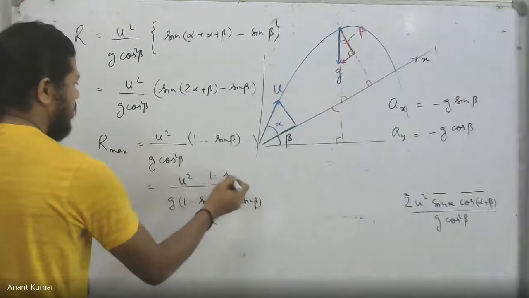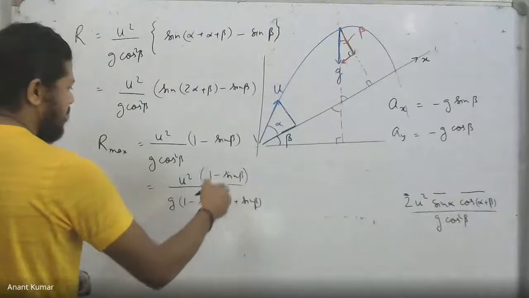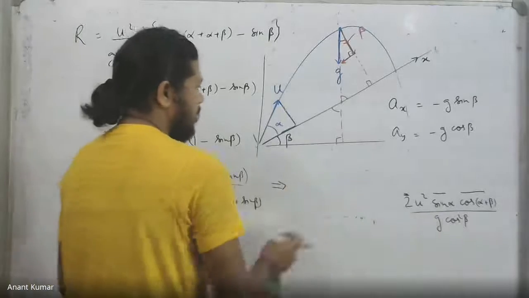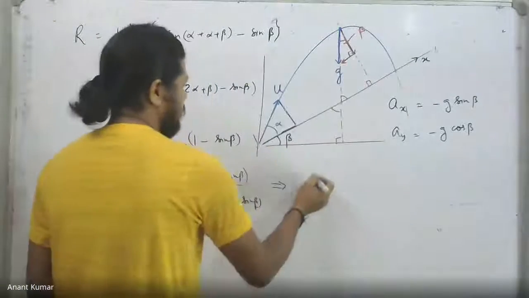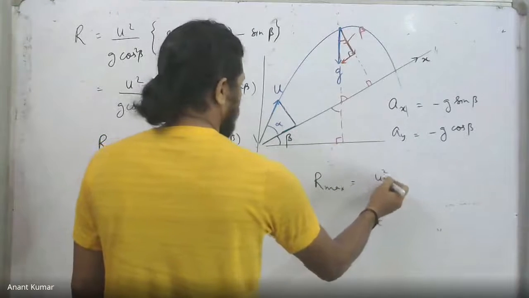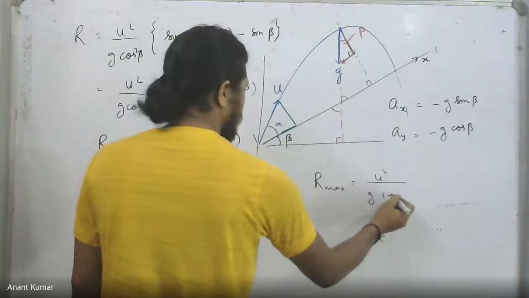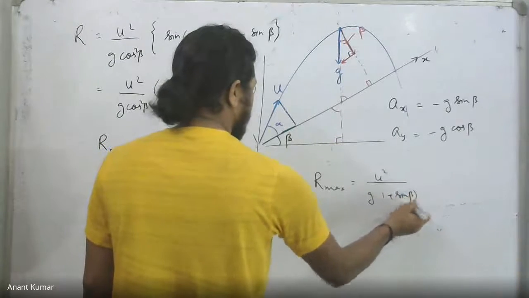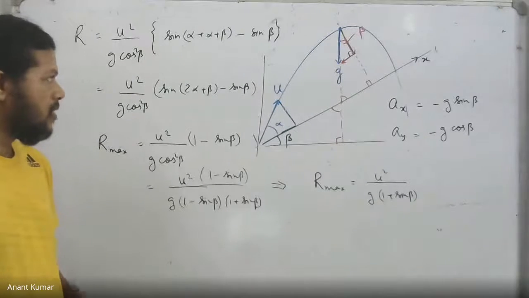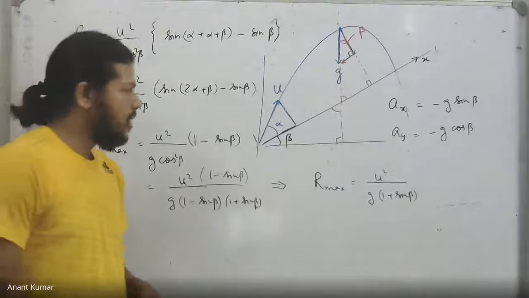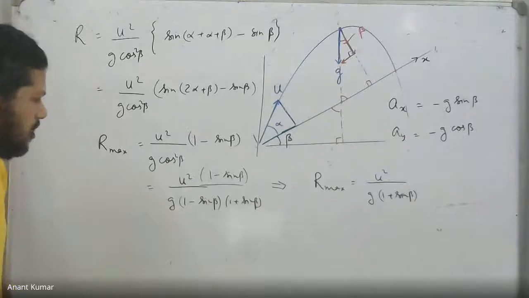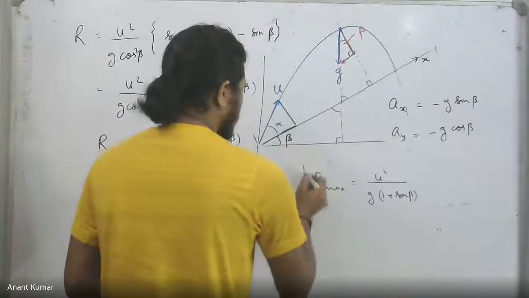And in the numerator we have 1 minus sine beta. So that cancels out, and we finally are left with the maximum possible range along the inclined surface as u square by g into 1 plus sine beta. As you could see, if I put beta equal to 0, it will bring us back to the horizontal plane, in which case we get u square by g, what we expect over there. Otherwise, this becomes the maximum possible range along the inclined surface.